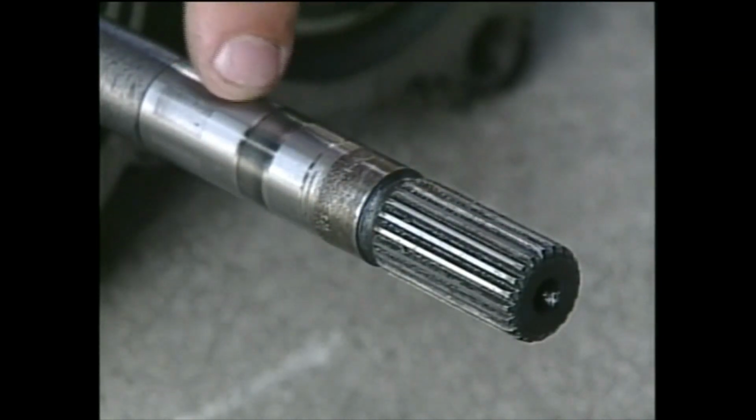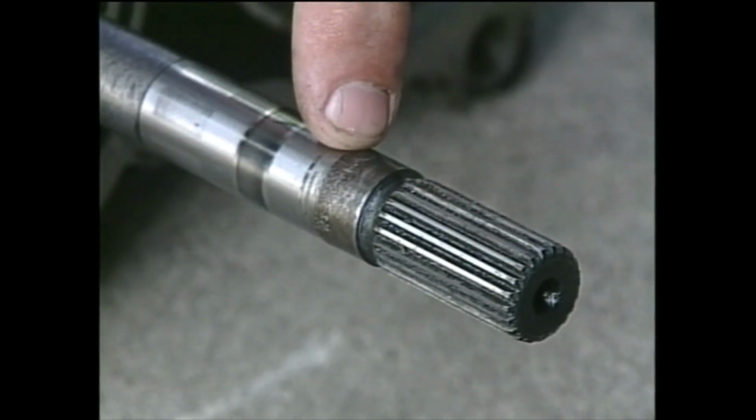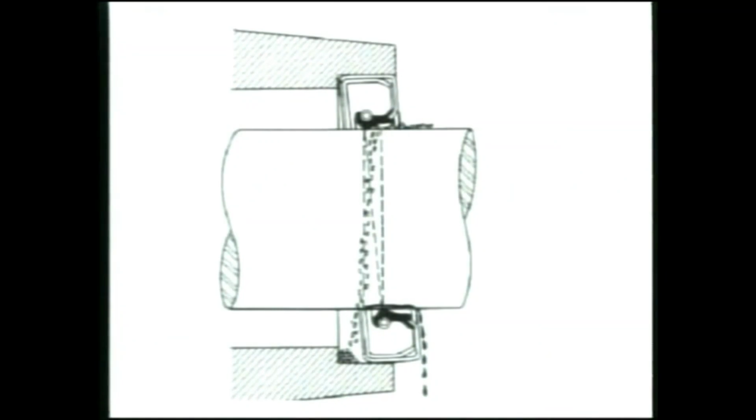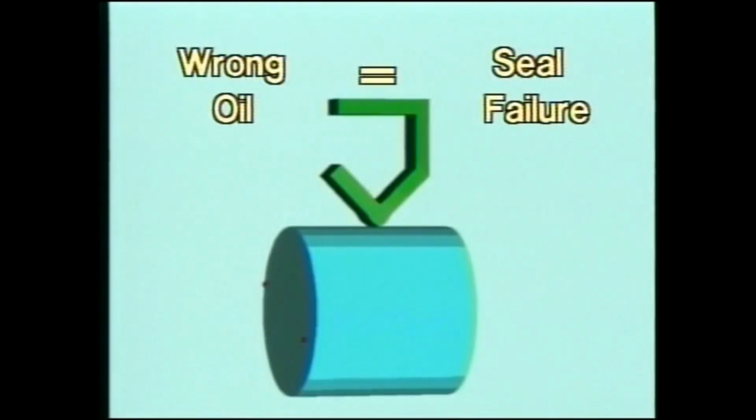Splines, rough and nicked surfaces can cut the seals during installation. Misaligned seals result in unequal lip pressure that allows dirt to enter the pump. Pump seals can harden or swell from using the wrong hydraulic oil.